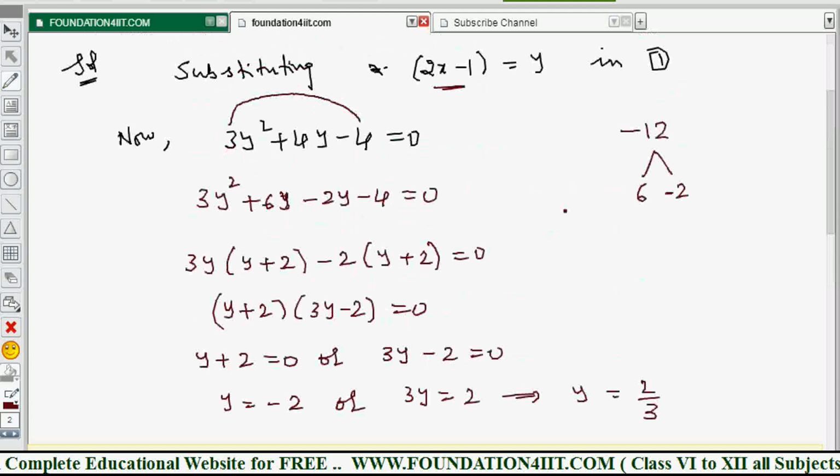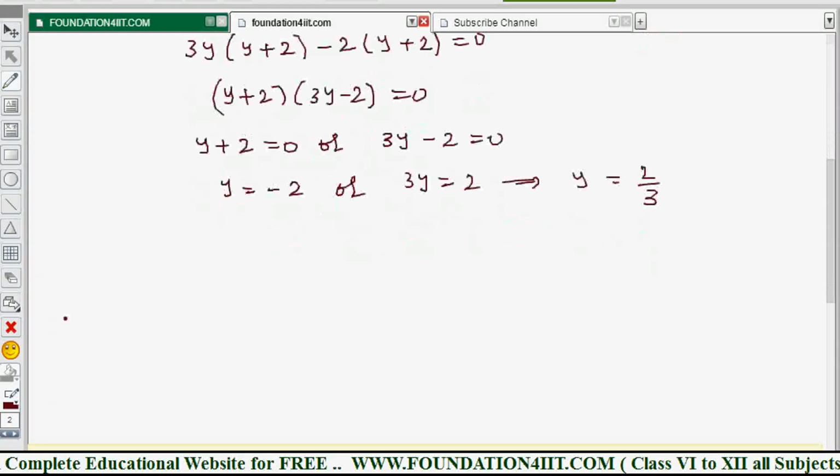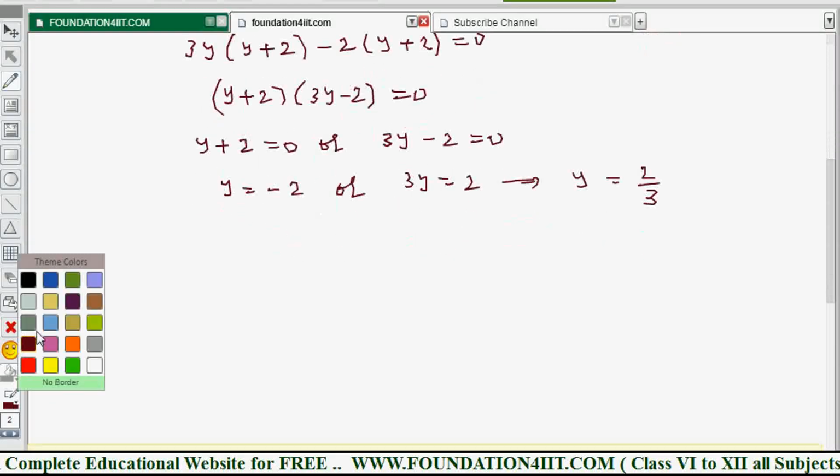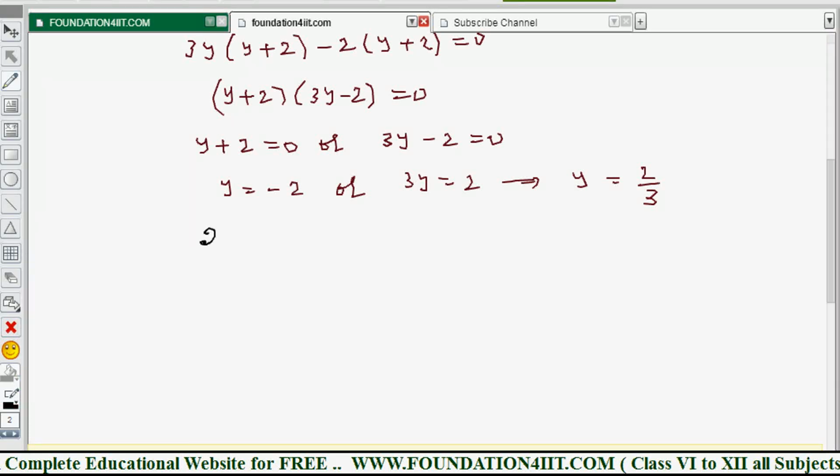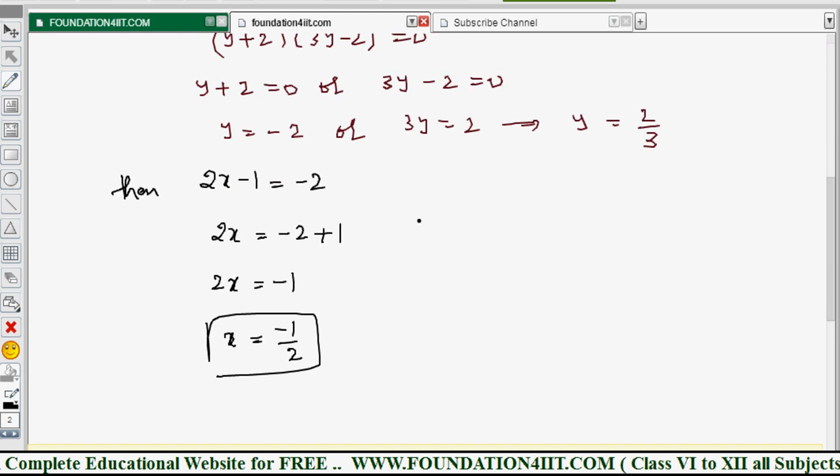Once you get the y value, actually the y value is 2x minus 1. Now 2x minus 1 will be substituted in the place of y. So then it becomes minus 2. So 2x is equal to minus 2, and minus 1 taken to the right side becomes plus 1. 2x is equal to negative 1 because minus 2 plus 1 is minus 1, and x is equal to minus 1 divided by 2. We got this one.